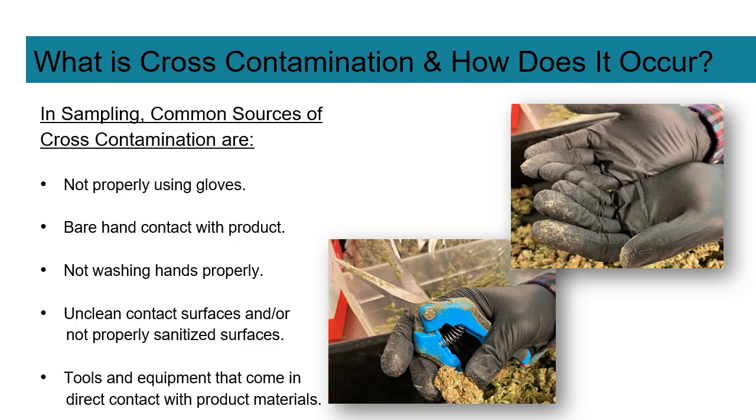What is cross-contamination and how does it occur? In sampling, common sources of cross-contamination are not properly using gloves, bare hand contact with product, not washing hands properly, unclean contact surfaces and/or not properly sanitized surfaces, tools and equipment that come in contact with product materials.